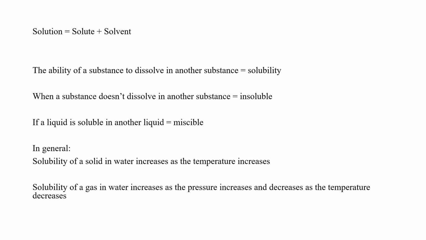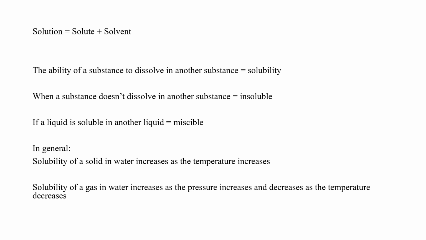If you add a liquid into, let's say, for example, water, and that liquid is soluble in water, then we call them miscible. Okay, when you have liquids that are soluble in other liquids, we call them miscible. Ethanol is an example of a miscible liquid in water. So you can add ethanol to water and then they will create a homogeneous solution. You don't get to see the ethanol inside the water because the mixture is homogeneous.